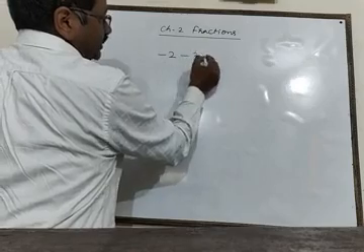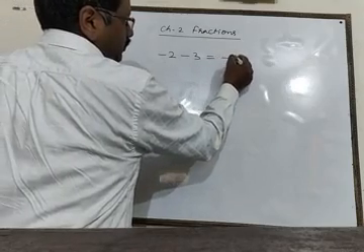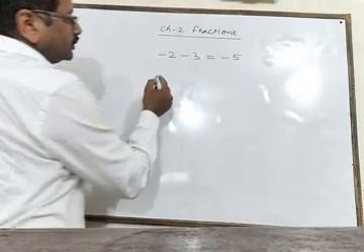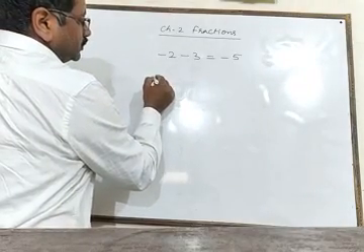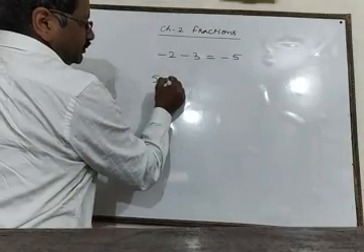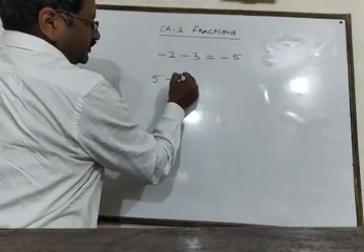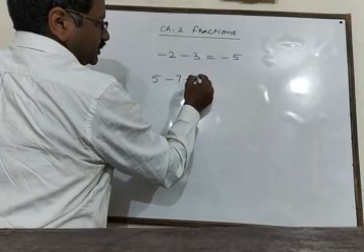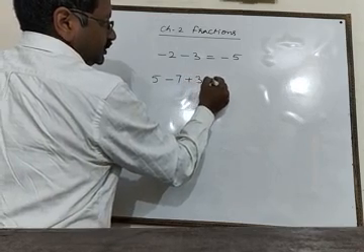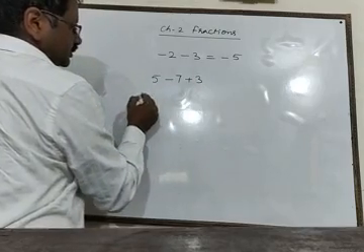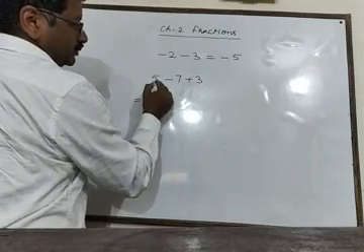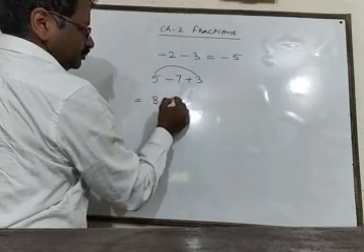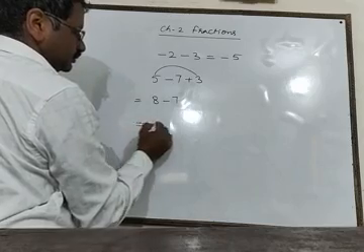Minus 2 minus 3 is equal to minus 5. Five minus 7 plus 3 is equal to 5 and 3 will be added. First of all, 8 minus 7 is equal to 1.